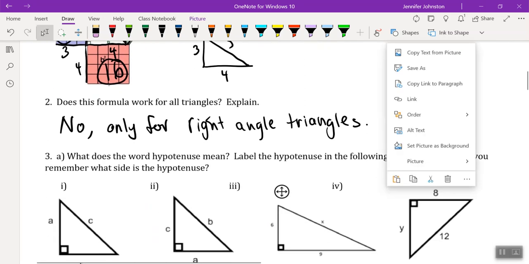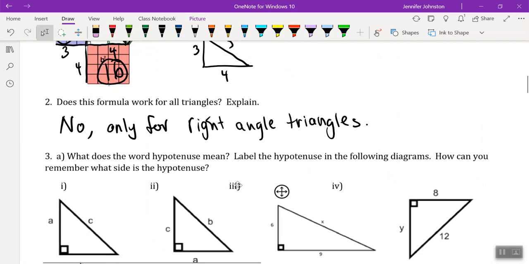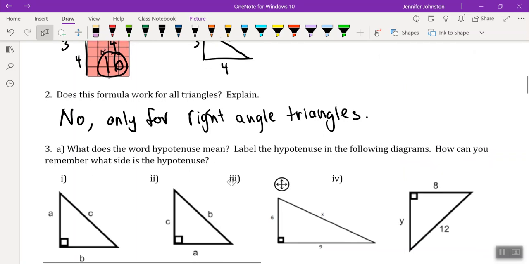All right, what does the word hypotenuse mean? Labeled by hypotenuse in the following diagrams, how can you remember what side is the hypotenuse? So what does it mean? It means it's the longest side.